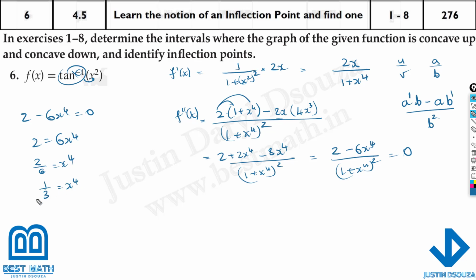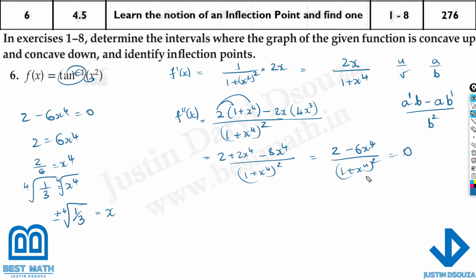We need to take the root, radical 4, on both sides. Now since 4 is even, you will have plus or minus here. It's radical 4 1/3. That's going to be the roots. Inflection point, that is equal to x. These are the inflection points.